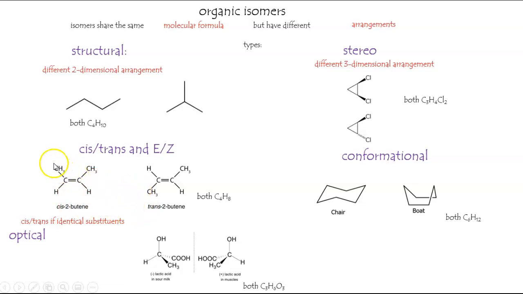Now, if it's identical things like this cis-2-butene, you can just go ahead and use cis and trans. Cis means close, trans means far. Or if they're weird, different substituents, like that might be an ether, that might be something else, then we can use the EZ nomenclature. Z is like cis, E is the far away kind.